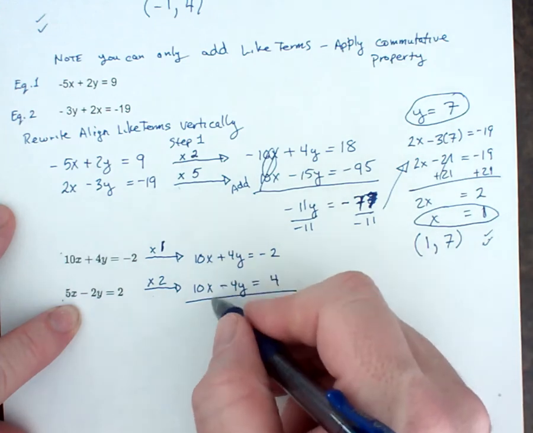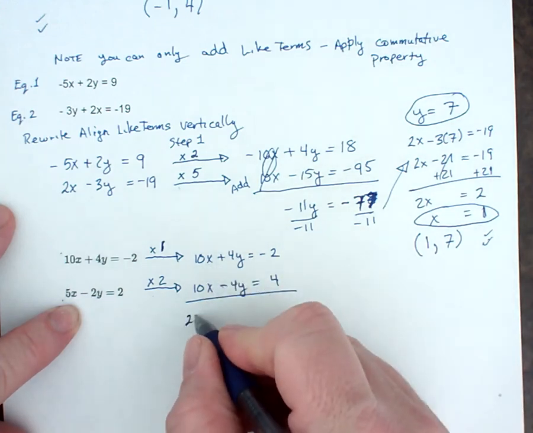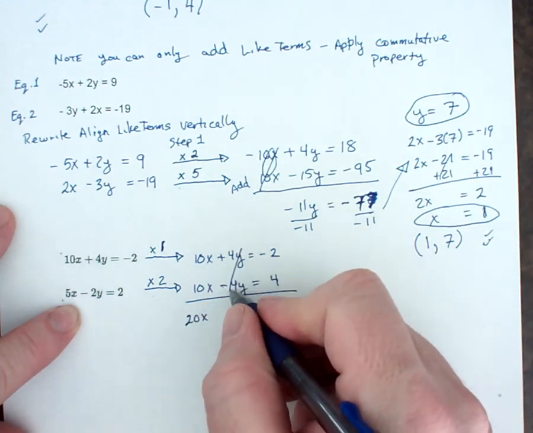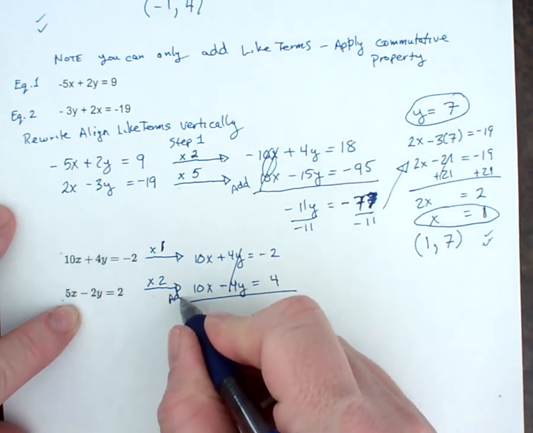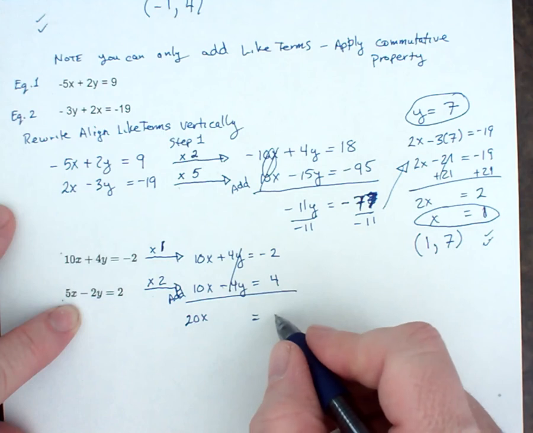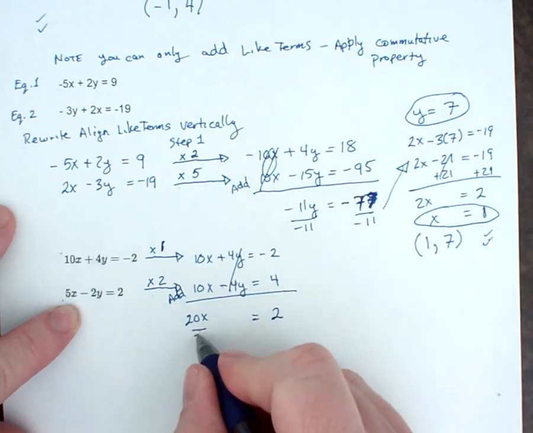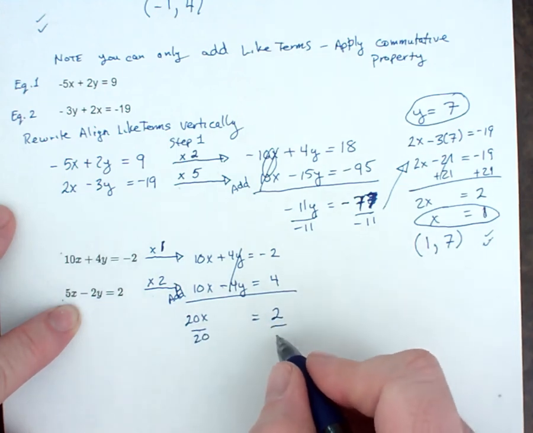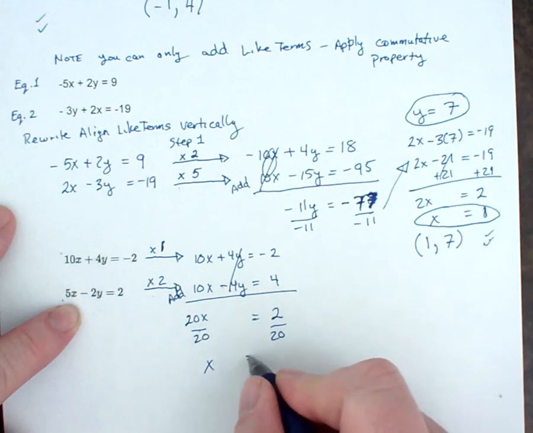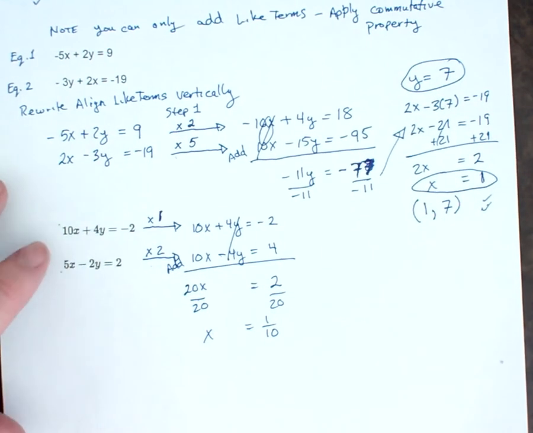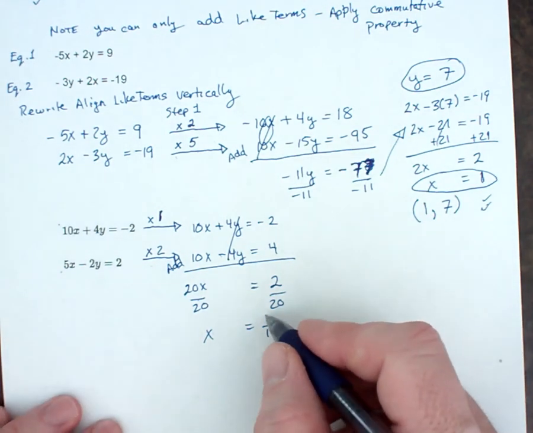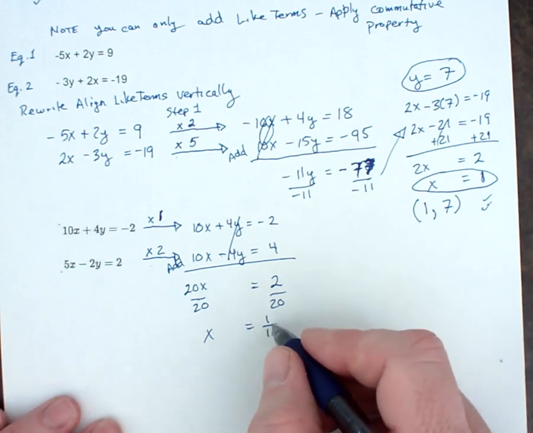I'm going to add these equations together. I get 20x, and that's gone. Negative 2 plus 4 is 2. And then I divide by 20, and x equals 1 over 10. So as an 8th grader, you're dealing with some rational numbers like fractions and decimals. But let's not put it in a decimal. Let's keep it as a fraction.